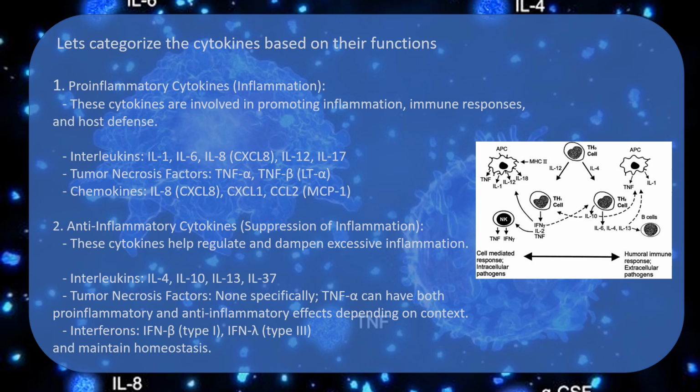Anti-inflammatory cytokines. They are like suppression of immune inflammation. These cytokines help to regulate and dampen the excessive inflammation. Interleukin 4, 10, 13, 31. Tumor necrosis factor, non-specifically. TNF-alpha can have both pro-inflammatory and anti-inflammatory effects depending on the context. Interferon beta, lambda, and maintain homeostasis.